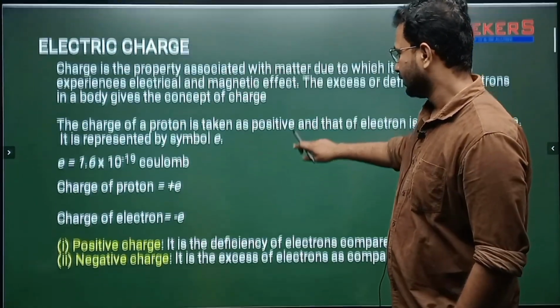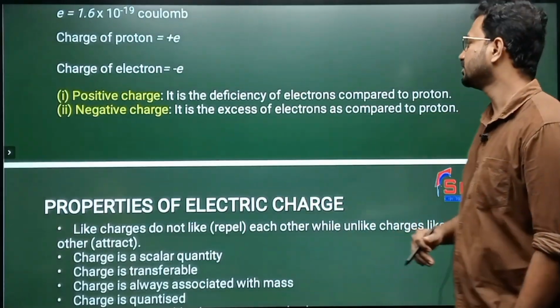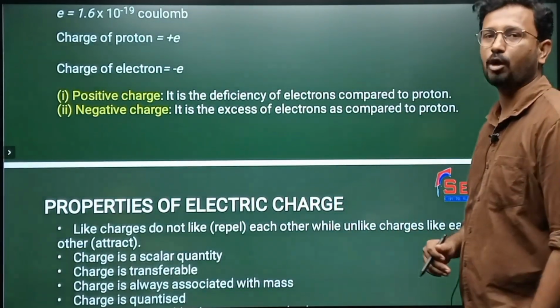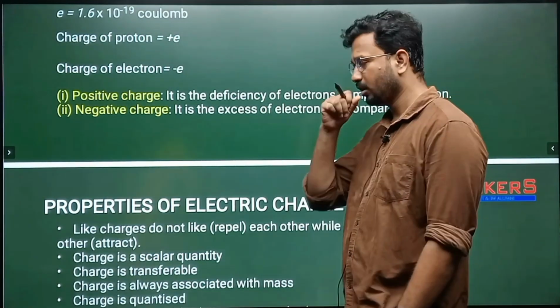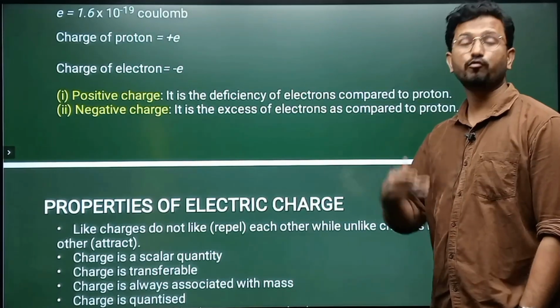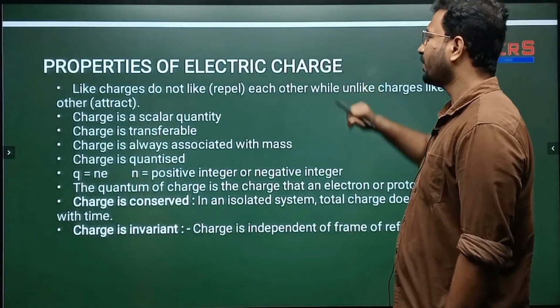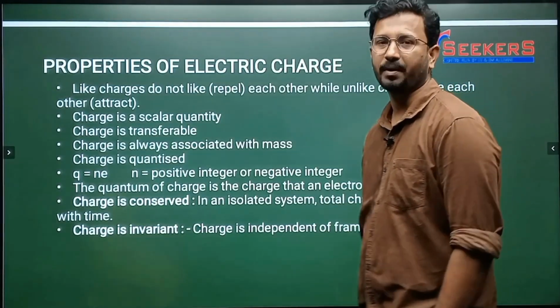Now, two types of charges. Just now I told you, one is positive charge and one is negative charge. An object becomes positively charged if you remove electrons from it. An object becomes negatively charged if you add electrons to it. Now, properties of electric charge. What are some of the properties of electric charge?